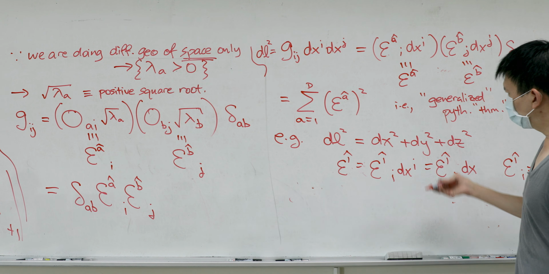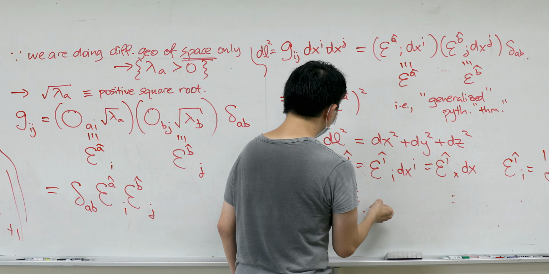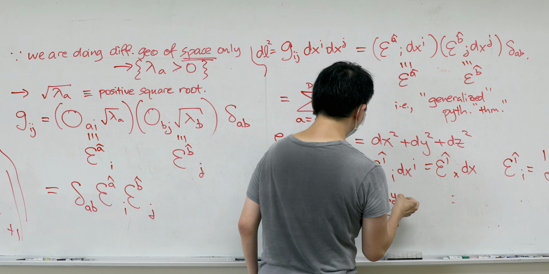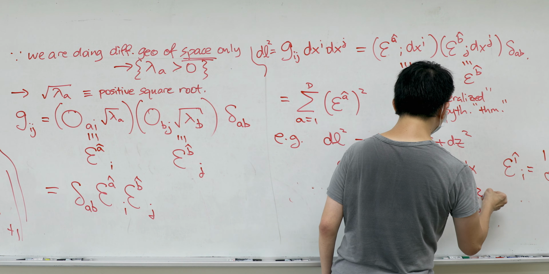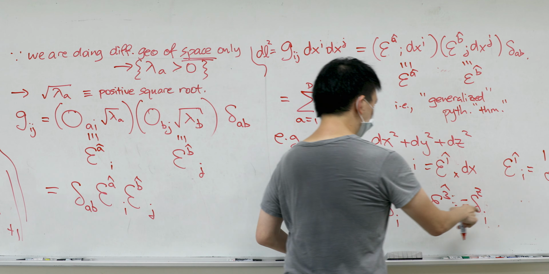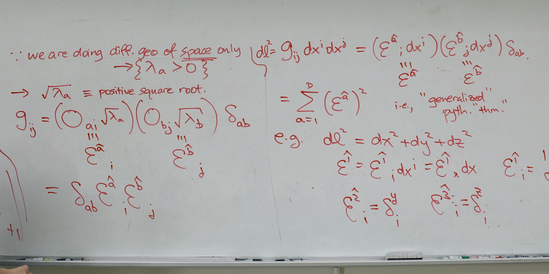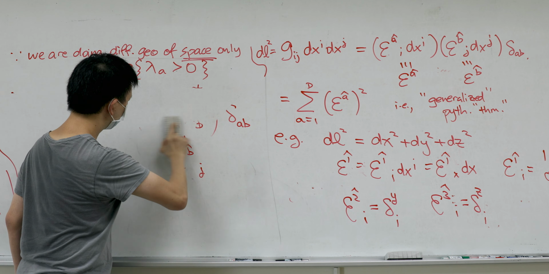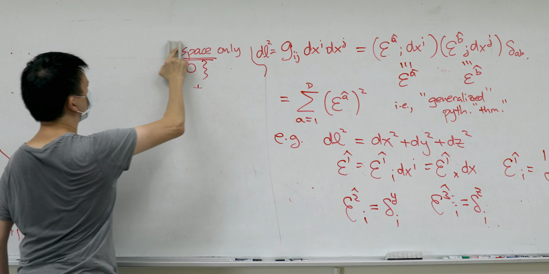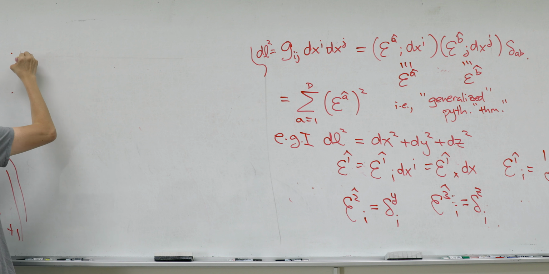Likewise, I'm just writing it out very systematically, but you can basically just read it off. You can tell right away what is going on. For example, epsilon 2 hat i is therefore Kronecker delta i y, and epsilon 3 hat i is therefore Kronecker delta i z, and that is just another way of saying this. That's a bit too simple, so let's do the spherical coordinate example. So that's example 1. Example 2.